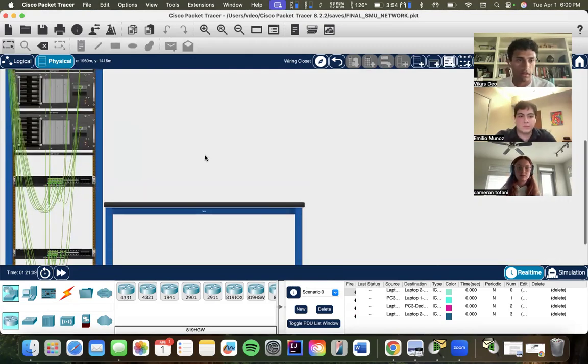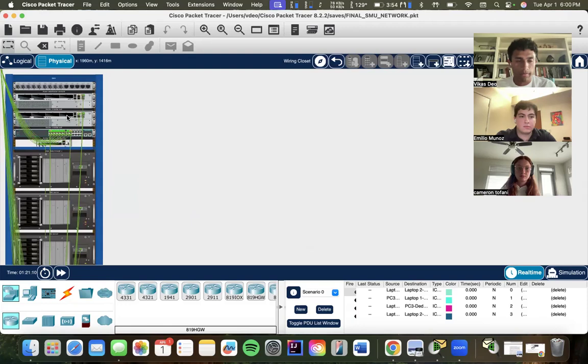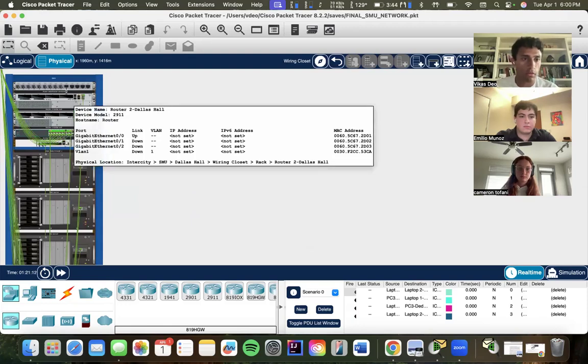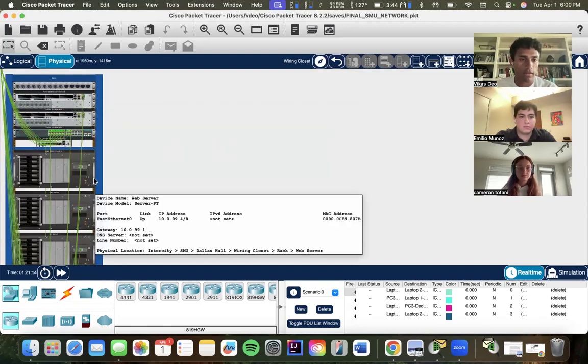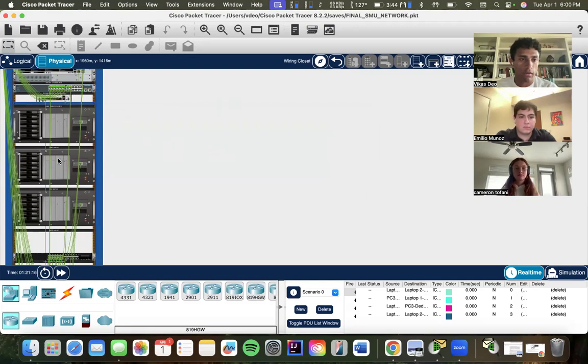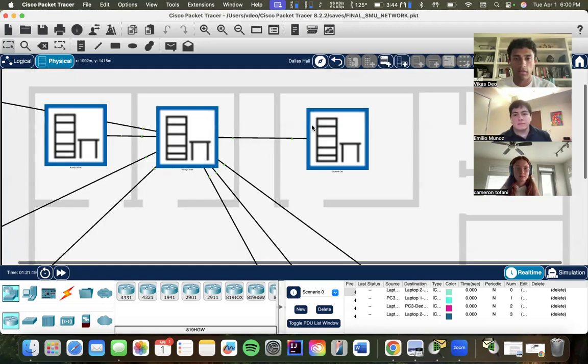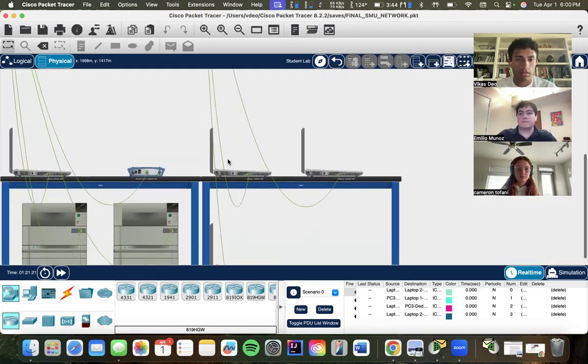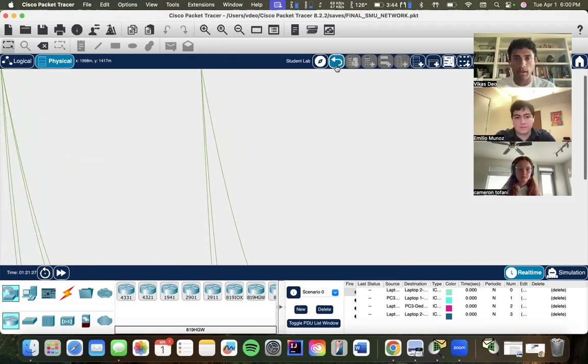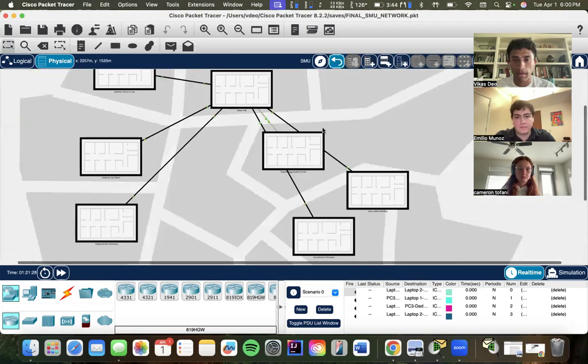The wiring closet in Dallas Hall, our main building, has the core switches, both of the routers, access switches, firewalls, and all servers. So everything's set up on this rack here, and it's connected to everything else. There's the student lab here. The access points are in either the admin office or student lab for all the buildings, and again, everything is connected through there.